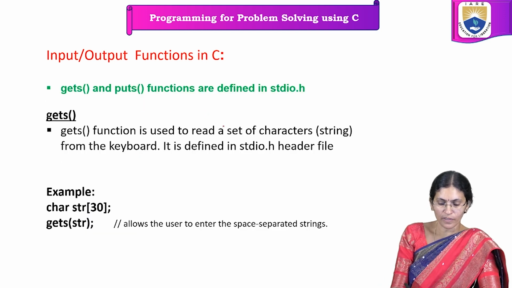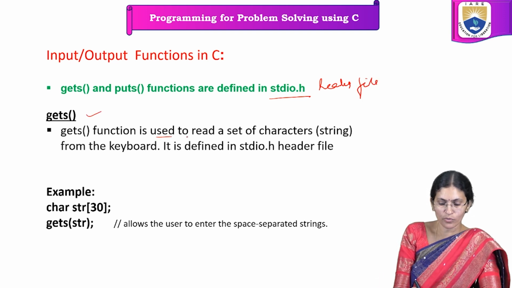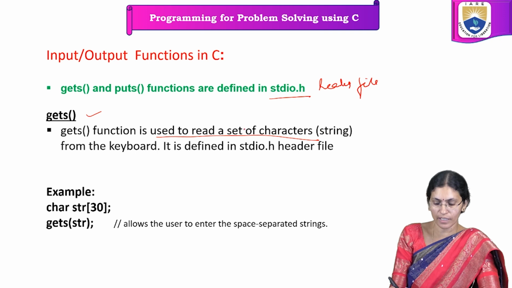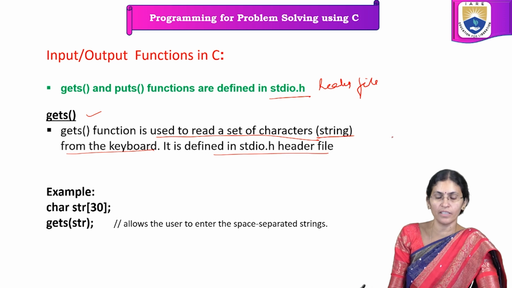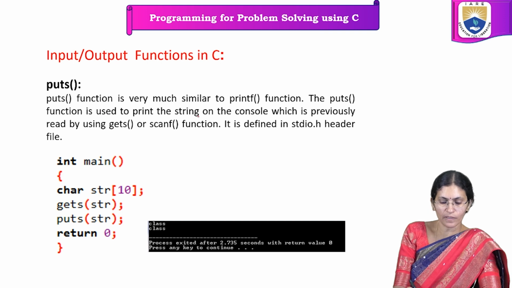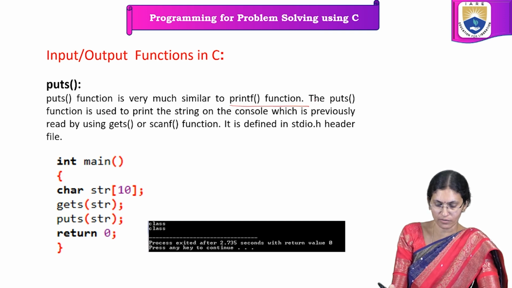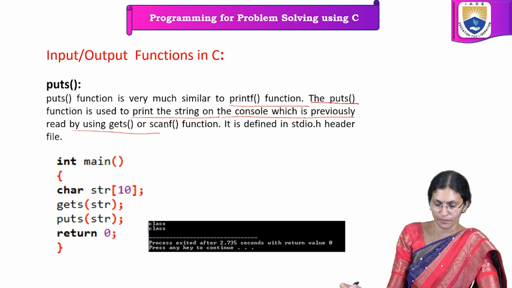Next are the gets and puts functions. These are defined in the stdio.h header file. The gets function is used to read a set of characters, or an array of characters, that is a string, from the keyboard. Next is the puts function. The puts function is similar to the printf function. It is used to print the string on the console, which was previously read by using the gets or scanf function. This is also defined in the stdio.h header file.